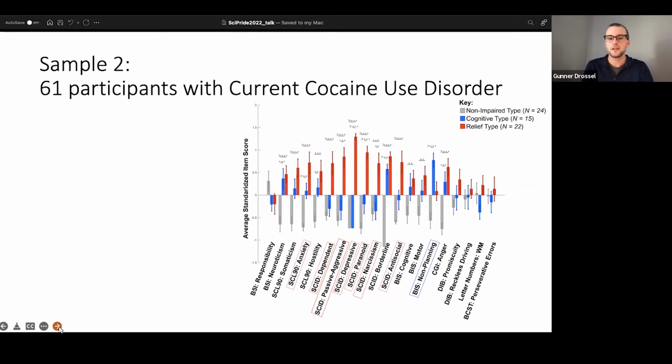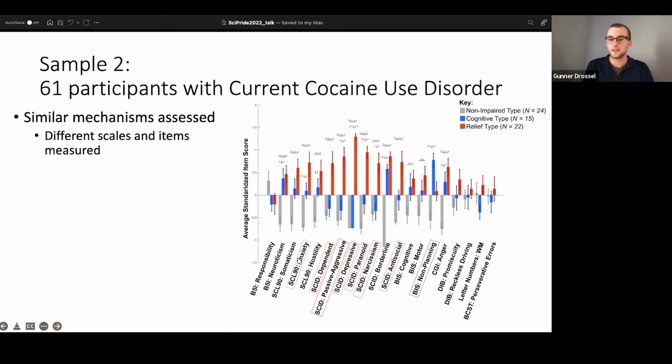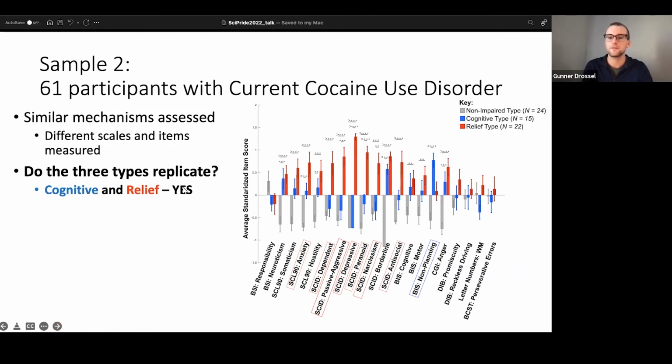Then we wanted to see in a separate sample if we could replicate these subtypes. So this sample had 61 participants with current cocaine use disorder, and they were assessed on similar mechanisms. However, the scales were different, as you'll see along this x-axis. So the specific items and measurements were slightly different, but the mechanisms of behavior that they assessed were similar. We wanted to see if the three subtypes I showed on the previous slide replicate in this sample. And we see here that a cognitive and a relief type appear in this sample as well. So these two we confirmed do replicate.